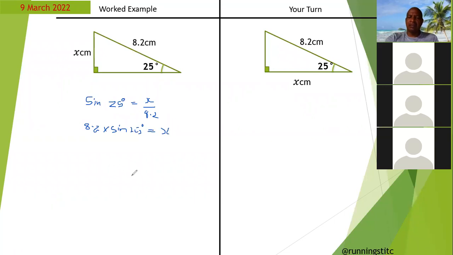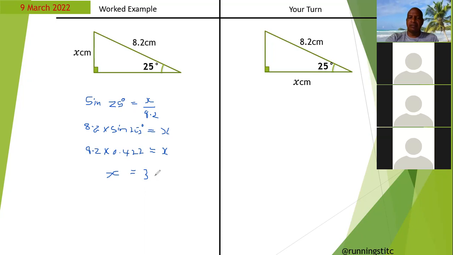All right. So can somebody quickly tell me what the sine of 25 is equal to? Sir, so it's 8.2 times 0.422. And so we can just multiply that out to get the value for x. So x would be equal to what? 3, sir, to the nearest whole number. All right, so x would be equal to 3.